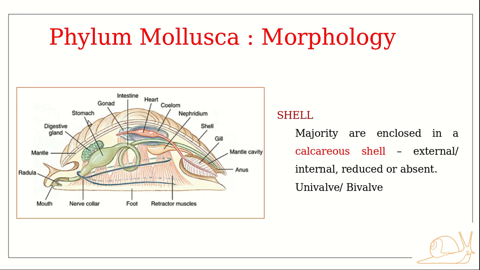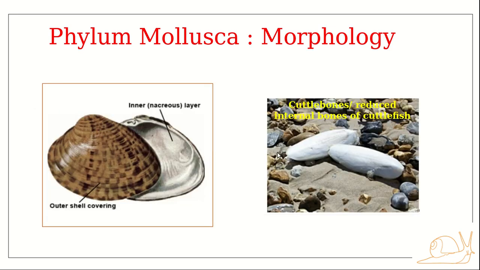You can see here the typical mollusk figure, and externally it is provided with a shell, a protective covering. The majority of mollusks have a calcareous shell. It could be external, and in some cases internal shells are also found. For example, over here this is a bivalve, having two parts in its shell. You can see two parts, so such shells are known as bivalve.